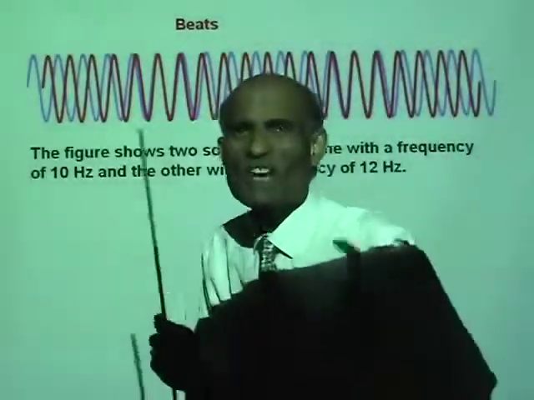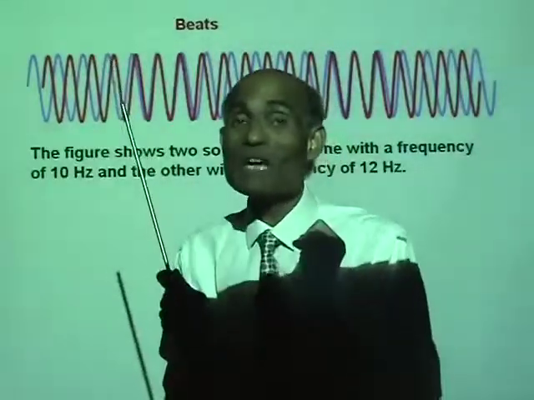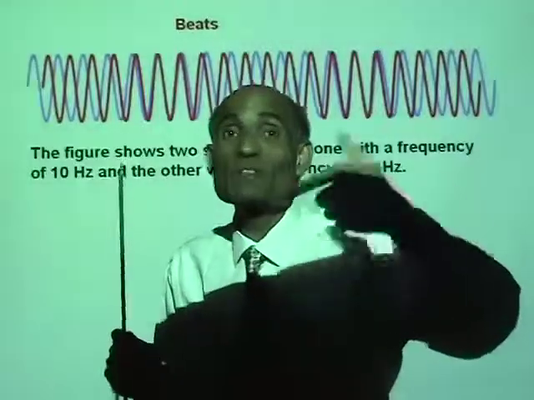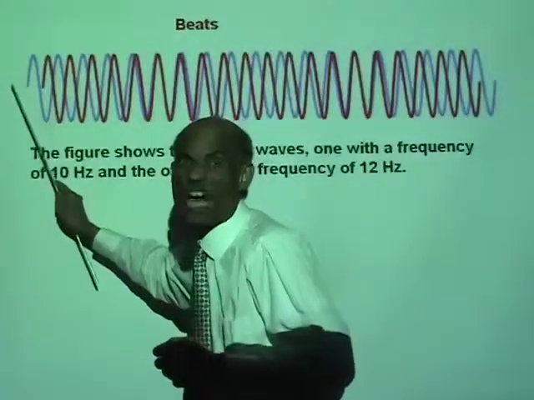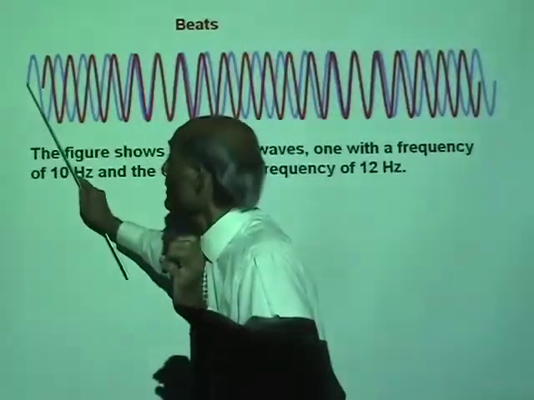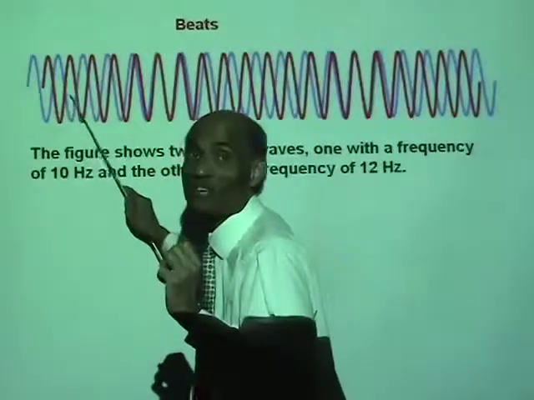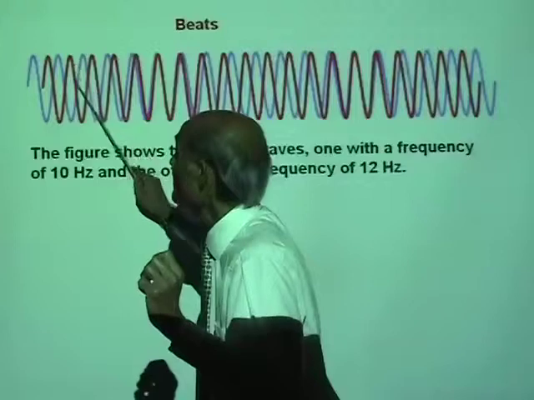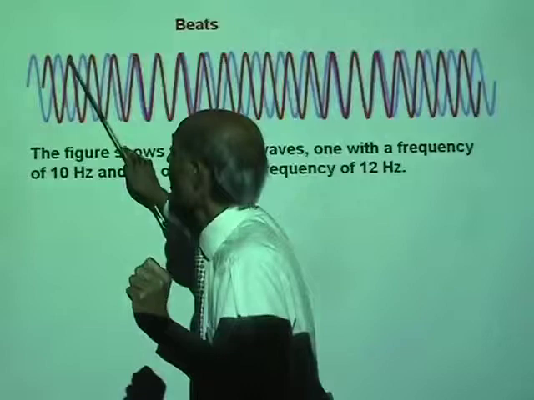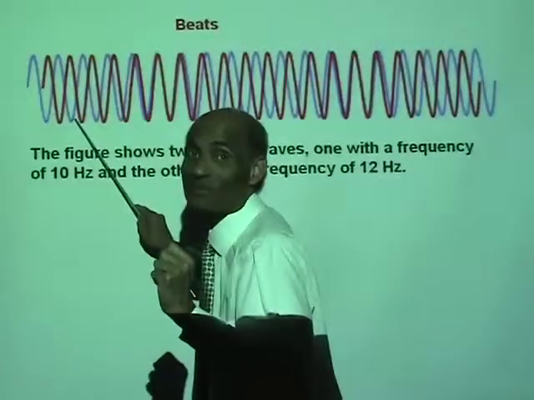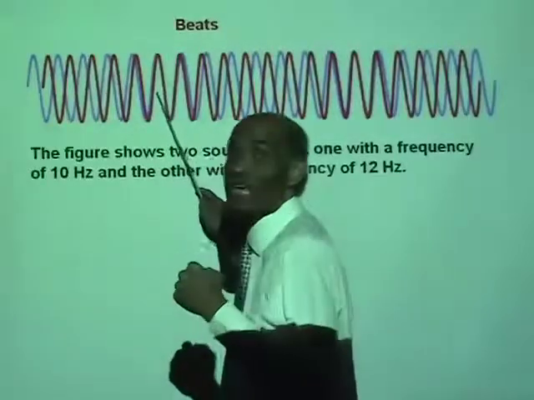That means they are very nearly equal frequency, but not exactly the same. That means they have slightly different wavelength. Now, if you notice, they start out in phase, but as they advance, they go completely out of phase. Can you see here? Red wave and blue wave, they are completely out of phase. Compression of one falls on the rarefaction of the other. But as they advance, they soon come in phase.